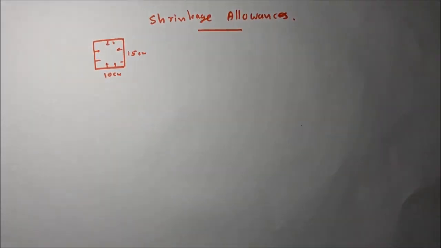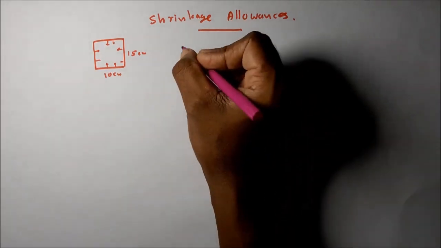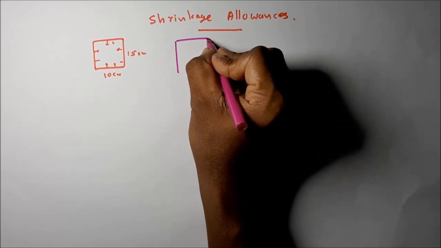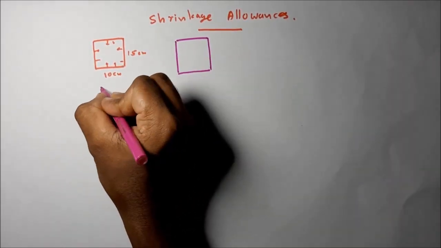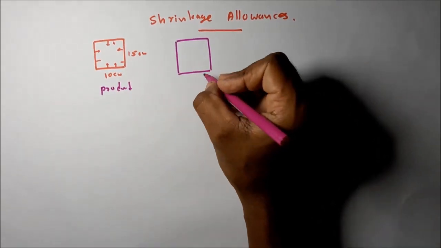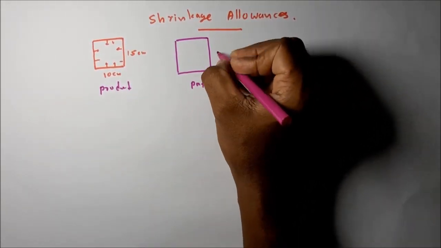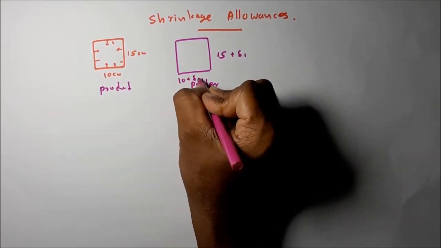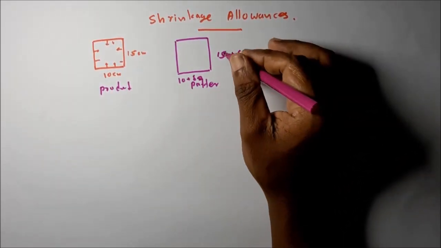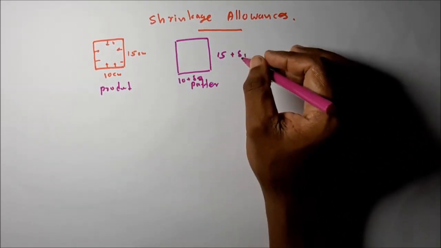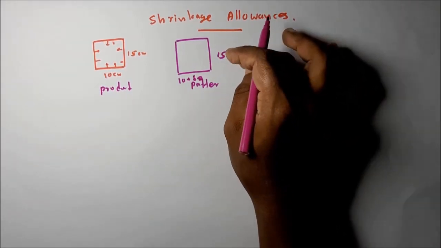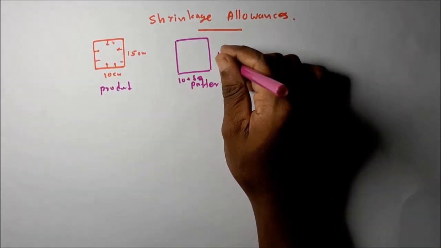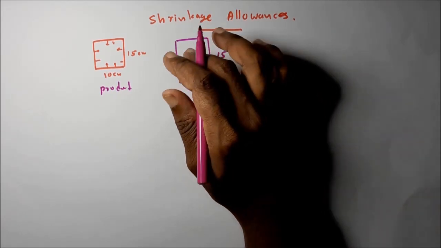So what happens when you are going to manufacture this product? We are giving some allowances for the pattern. That means this is the pattern, and this is the product we want. This is the pattern for that one. We are giving some extra dimension: 15 plus delta 1, 10 plus delta 2. Delta 1 means the allowance for the shrinkage. That depends on the type of material and also the dimension of the part.